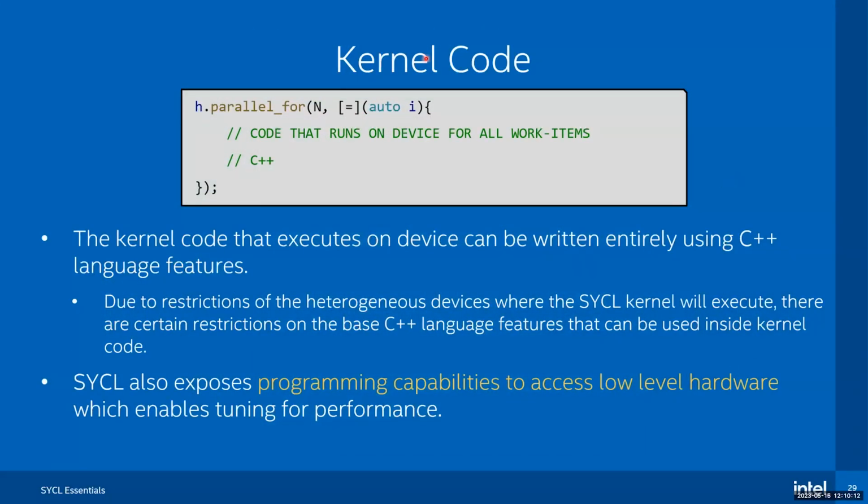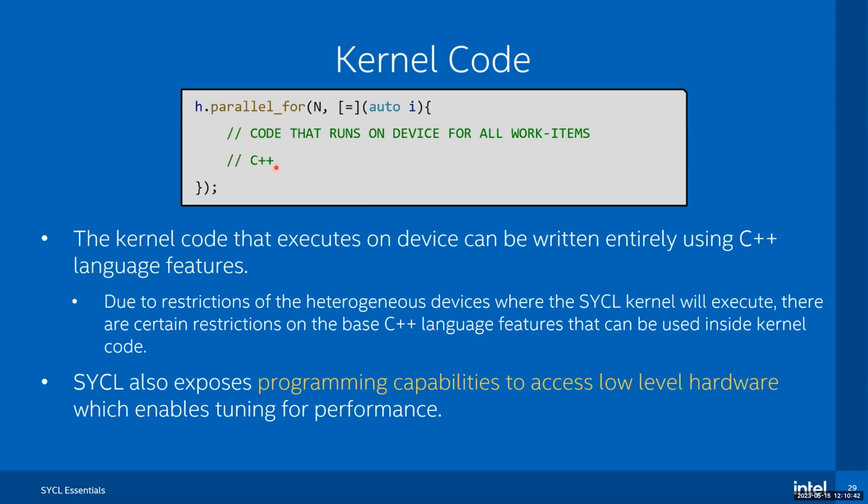So let's look at what the kernel code is. Anything that you write inside of parallel_for is the code that actually runs on the GPU device, or any other accelerator you're selecting. You can actually write the entire code just using C++. There are some restrictions about which C++ calls you can use, and there are also some library calls you can use.